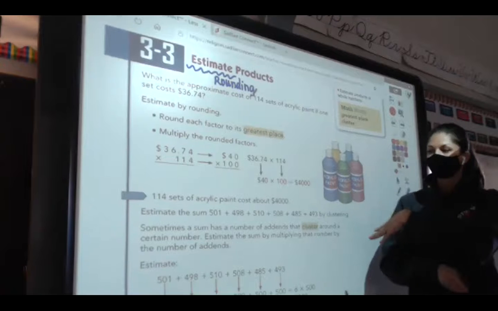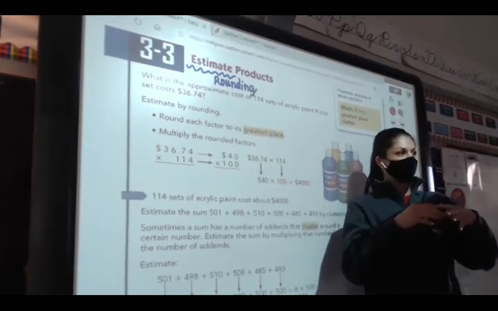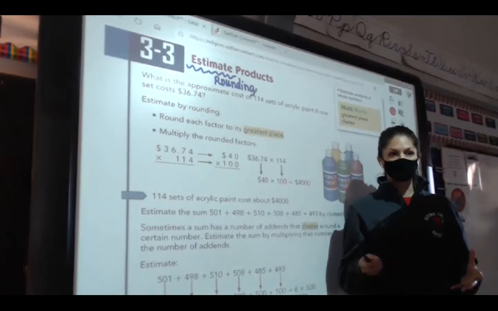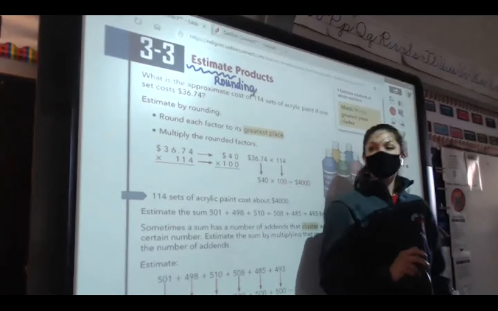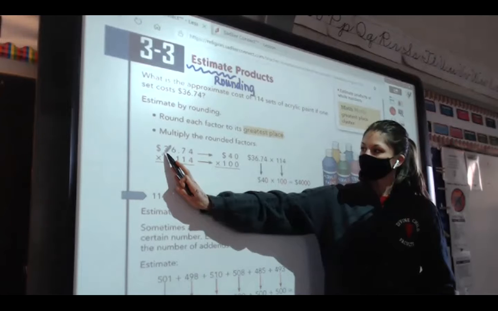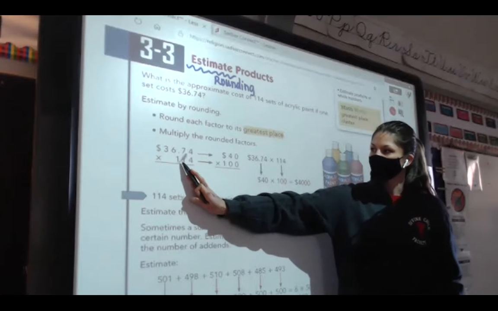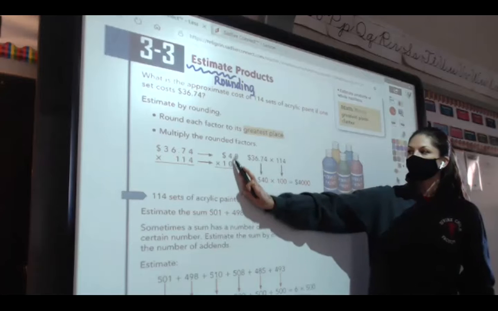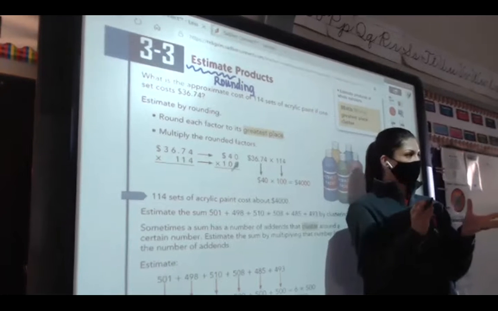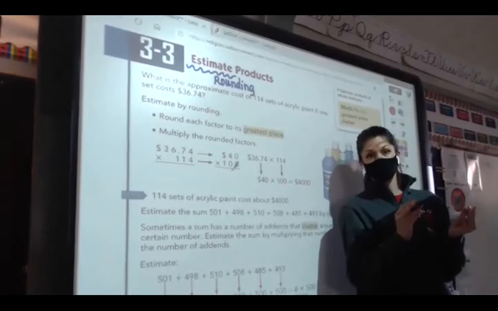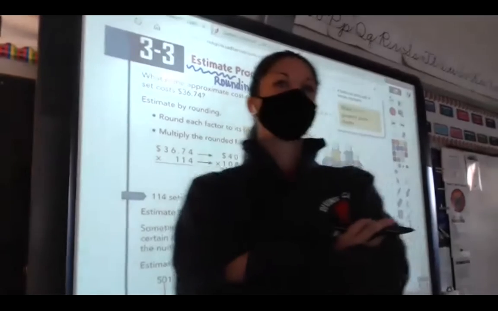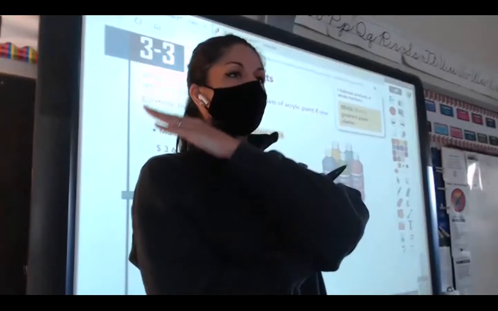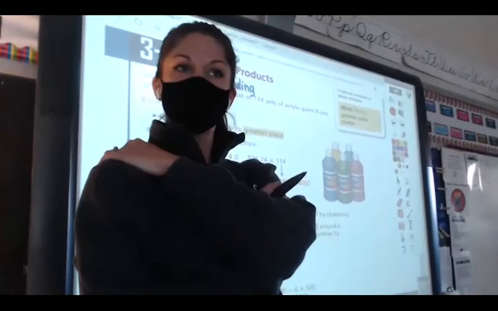So on our activities today, when we're estimating a product, which is the answer of a multiplication problem, we're going to look to the greatest place value of each factor, okay? So we're going to be looking at the greatest place value in this factor, the greatest place value in this factor, and then it will give us a new version of a number, something that is for sure easier to work with. So estimating is a good skill to have to give yourself an idea of if your answer seems reasonable.